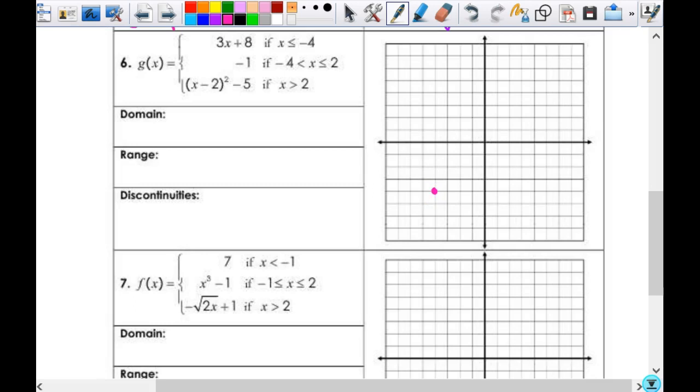Then at -4 when I go to this one, I got -4, and then what would the y value be? -1, and that's an open circle. All right, y'all see if you can get the rest of those on there real quick.